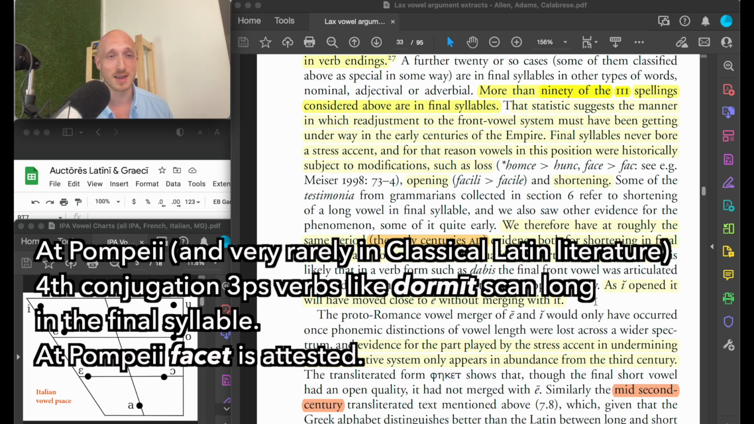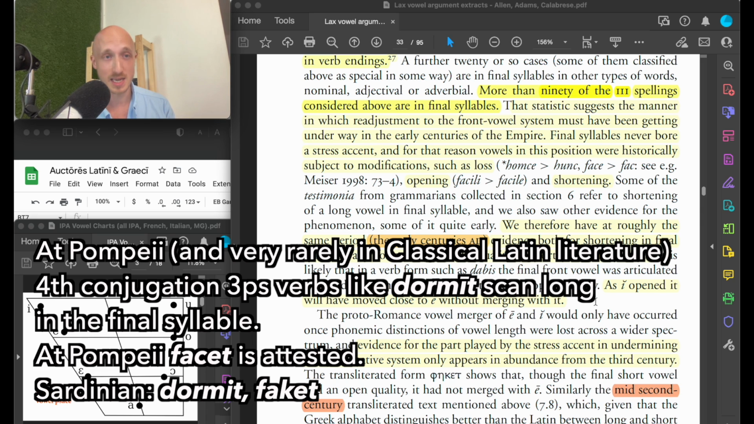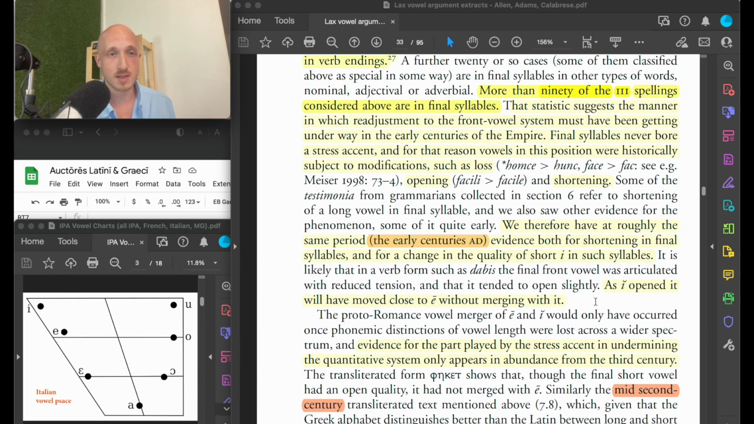Well, what does Sardinian have? It has dormit and facet, spelled F-A-K-E-T, facet. And dormit looks just like Latin. This is clearly indicative that we have some weakening of the final vowel. And that's the only place that Sardinian demonstrates a short E becoming E. And that was happening in the 1st century AD, at least in Pompeii. And the fact that it's dormit, not dormet, indicates that that's the kind of vowel system that got transferred into it with those qualities. We already have more than enough evidence to quietly dismiss Allen's system, but we're going to go on.